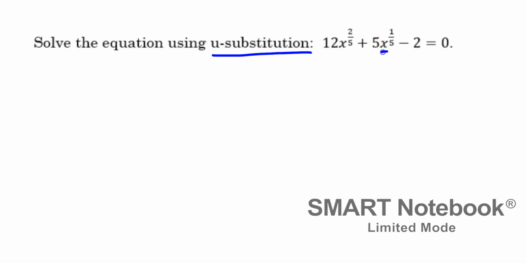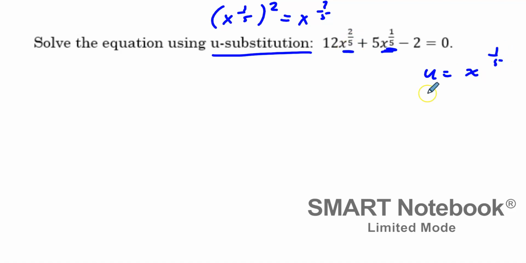I noticed that x to the 1/5, if I take that and I square that term, that is the same as x to the 2/5 because I multiply these exponents. So that means if I call u x to the 1/5, that means that this is u squared. And so I could rewrite this equation as 12u squared plus 5u minus 2 equals 0. And we can factor this by grouping, splitting the middle term, and then we can come back and use this information soon.